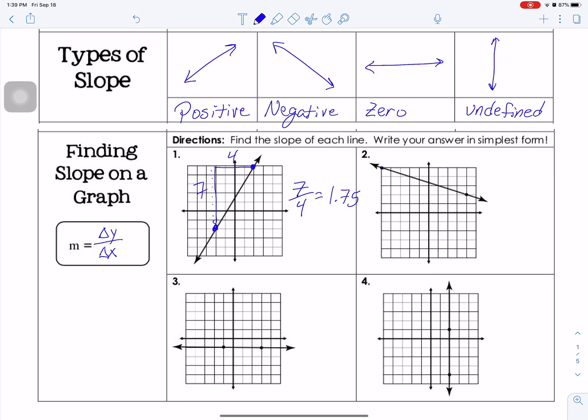So looking at the next one, again, I'm looking at my 2 points, and I'm going to look at that change. This is 3, and 1, 2, 3, 4, 5, 6, 7, 8, 9. So my change in y is 3. My change in x is 9. And then if I look at my graph, as I read across, it's going down. That tells me it's a negative slope. So this would be negative 1/3.